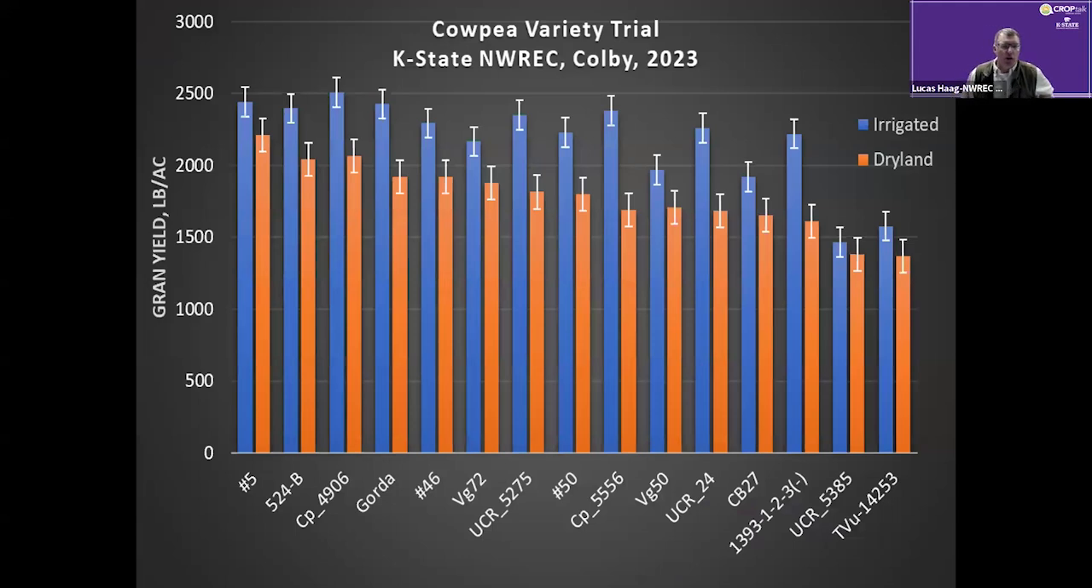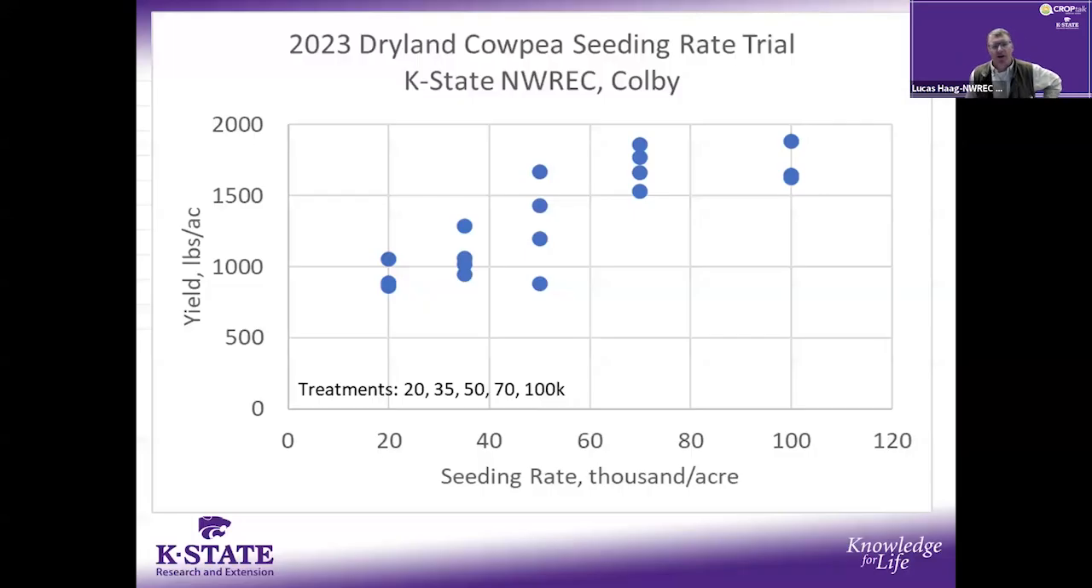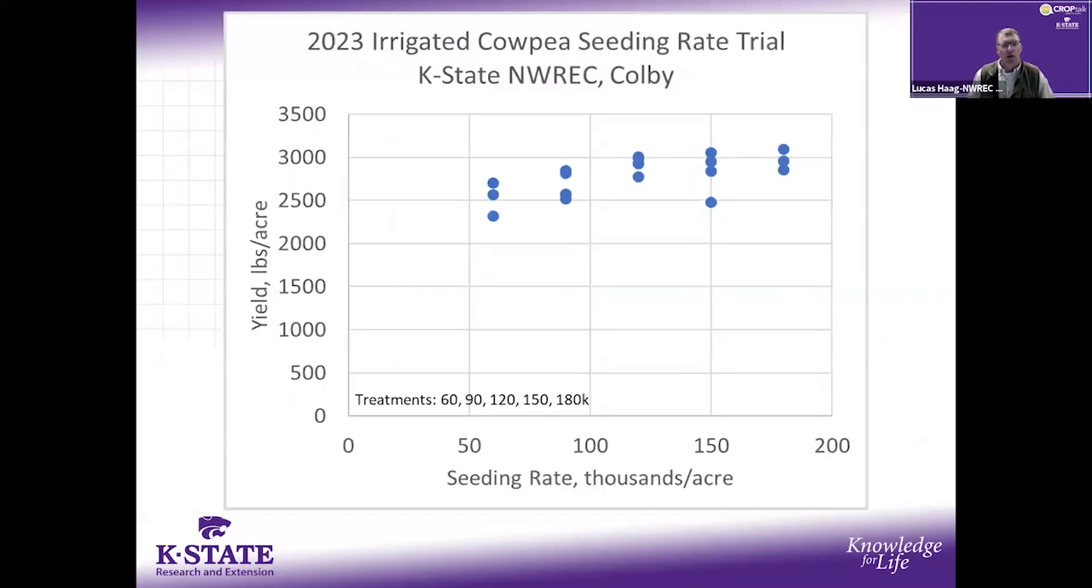Yields on cowpeas don't respond all that much to irrigation, and some colleagues over at Akron have been doing some work. Really, 3, 4, 5 inches of irrigation water are enough to maximize the benefit of irrigating cowpeas. Again, it's just one year of data here at Colby, where we had both an irrigated and a dryland variety trial. We've done some very limited seeding rate work, but we're thinking dryland around 75,000 seeds per acre, and then on irrigated somewhere around 120,000 seeds per acre.